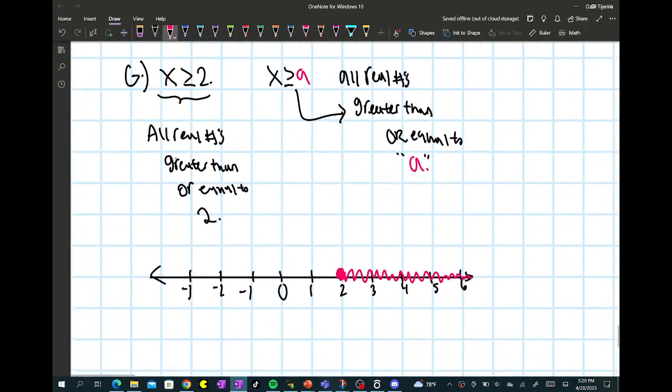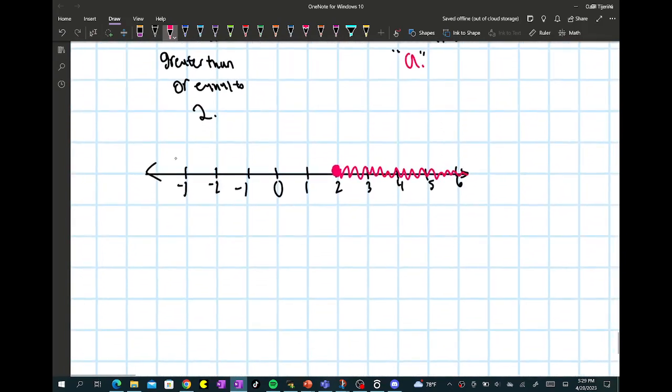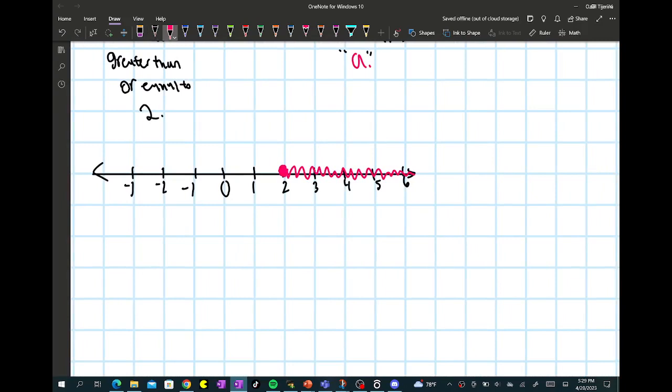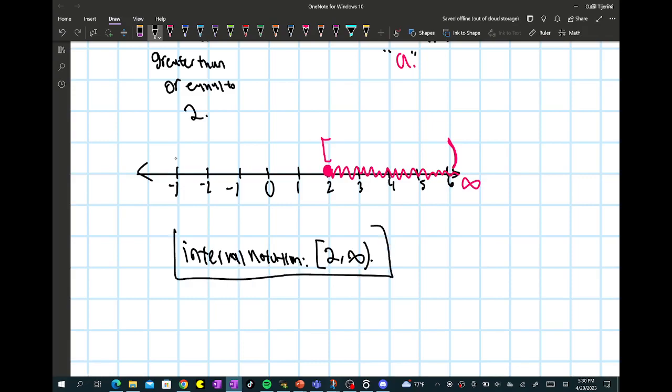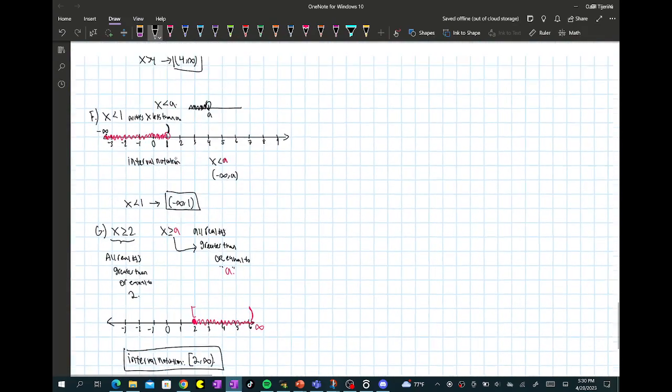Okay, now the way that we would write this in interval notation, this is going to be a bracket, and here's going to be parentheses. This is infinity. So the answer in interval notation will be from bracket 2 to infinity. And this is our answer for this one, right?